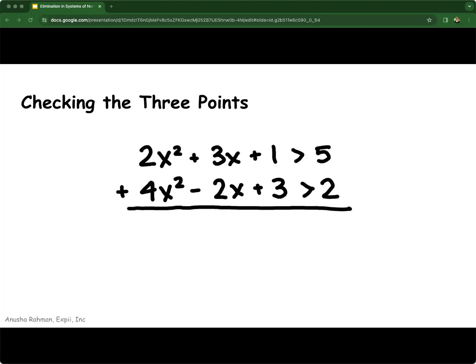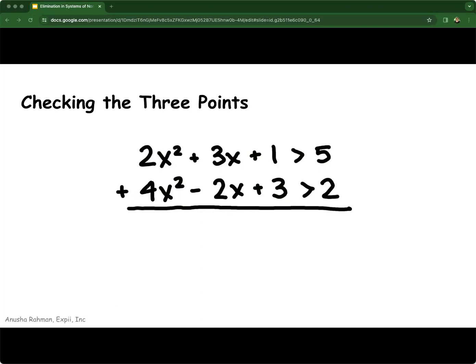So let's take a look at these 3 points in action. We will not try to solve this system, so don't do that. Just focus on the 3 points we were talking about. Our first point was the signs must be in the same direction. We can see that both inequalities are greater than, so we're good on that front. Next, we can only use addition for elimination with inequalities. That seems to be the case here too. Great. Now on to the third point.